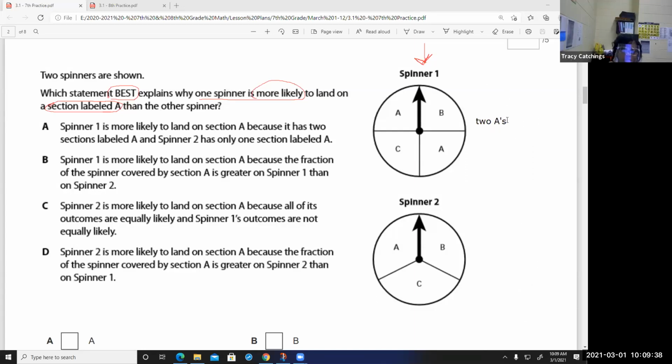All right, so if they got two A's, that means I may get there more, right? So we already eliminate C and D because spinner 2 isn't more likely. And then why is spinner 1 more likely, A or B? Good job. A. Any questions about it? Y'all sure? All right, everybody got it? Sure, that was a multiple choice.